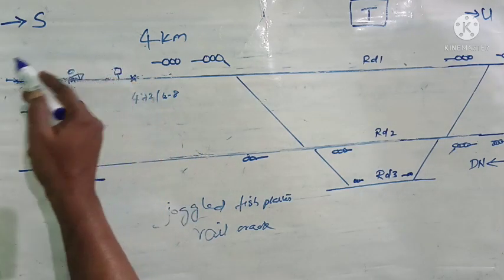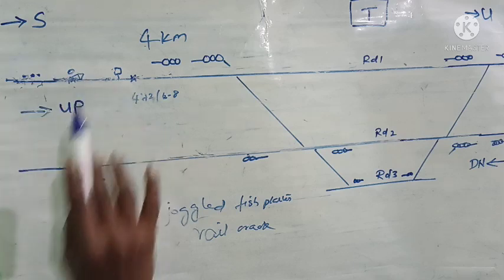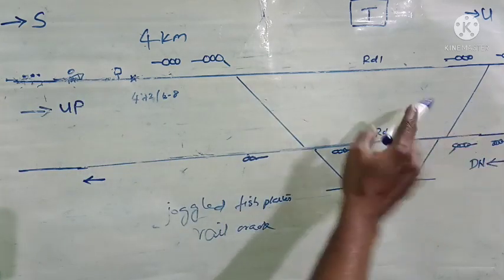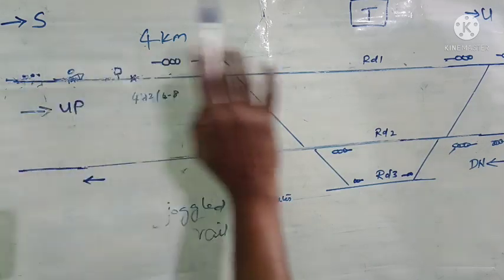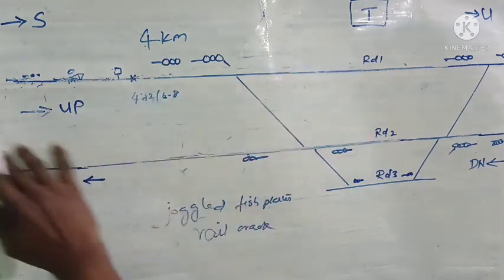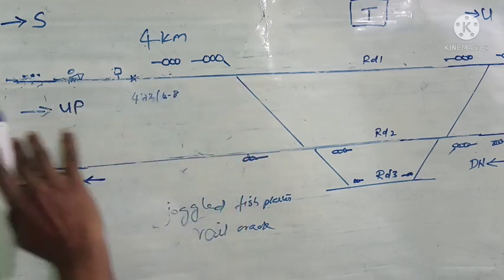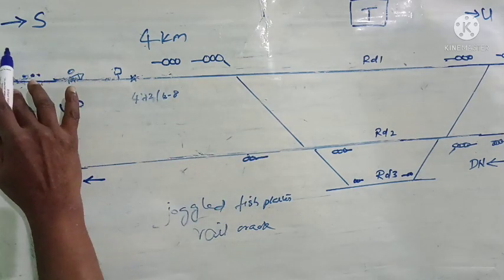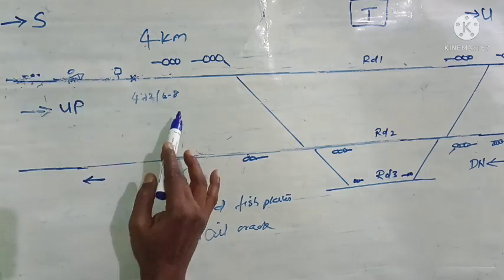So now the station master S is unaware of these incidents. When this train has passed, normally the station master will ask line clear for another train, and there is a chance for that train to come with normal speed. So this station master S should be issued a caution message.